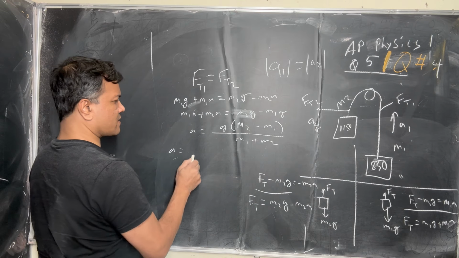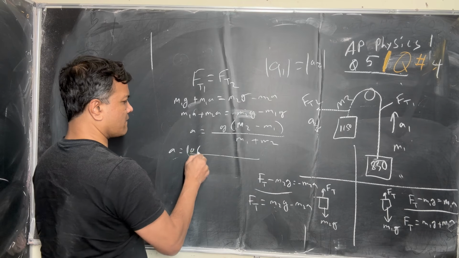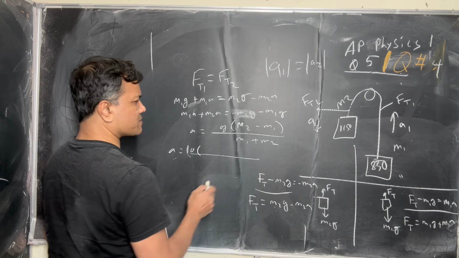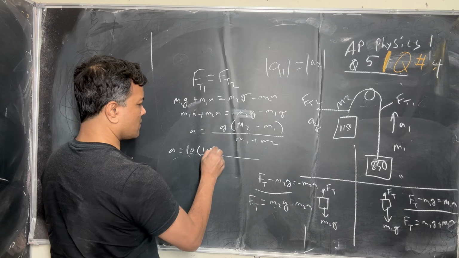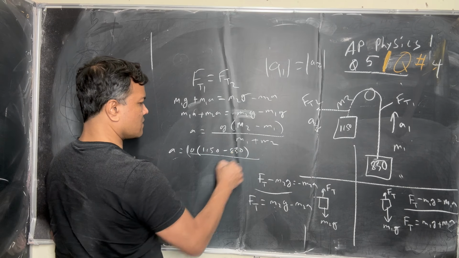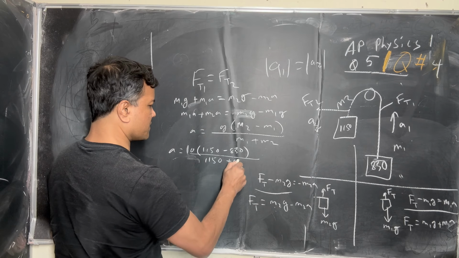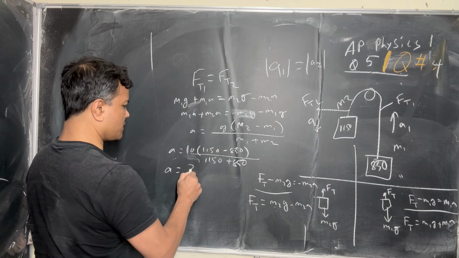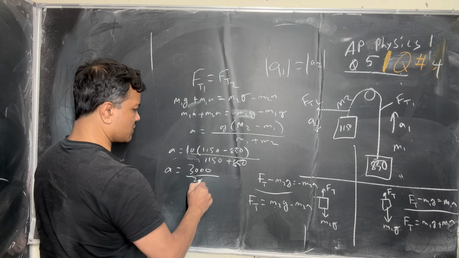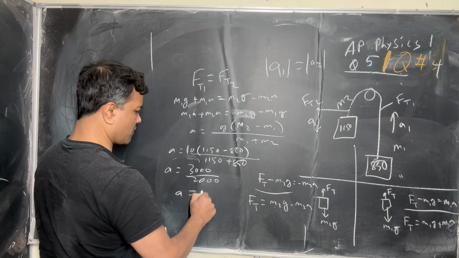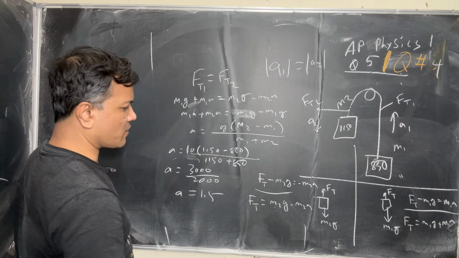Okay, so acceleration: g is 10, M2 is 1150 minus 850, divided by 2000, 1150 plus 850. So I have 3000 divided by 2000. So I have 1.5. So a is 1.5.